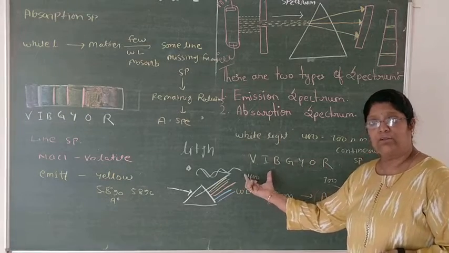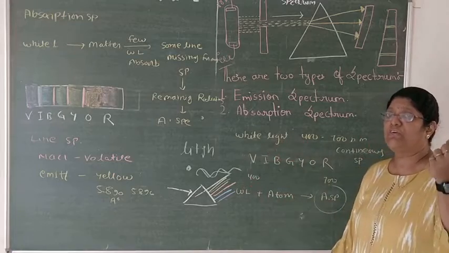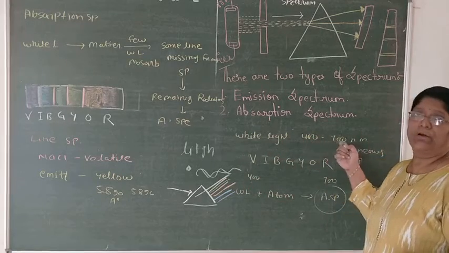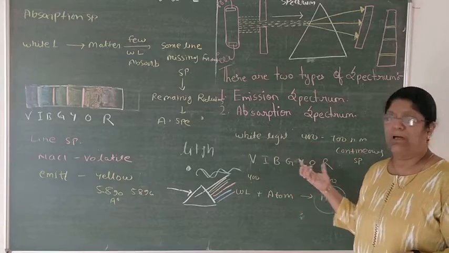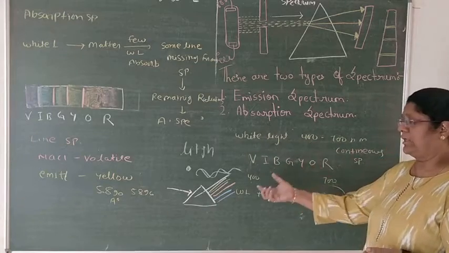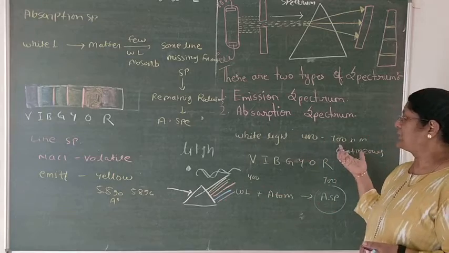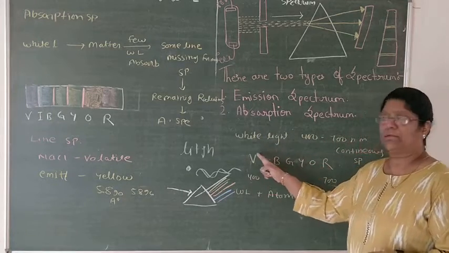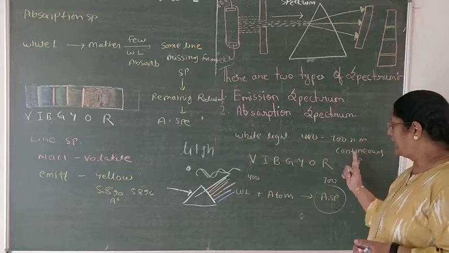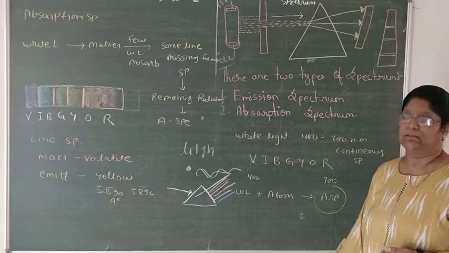The wavelength of this VIBGYOR in the visible region is 400 to 700 nanometer. The visible region, where the VIBGYOR is present, is 400 to 700. The lowest wavelength is for violet and the highest wavelength is for red light.